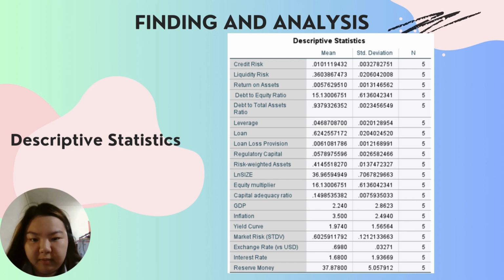The mean value of market risk is 0.6025 with a standard deviation of 0.1212. Exchange rate has a mean of 0.698 and a standard deviation of 0.0327. For the interest rate, the mean is 1.68 with a standard deviation of 1.9366. The last external factor, reserve money, has a mean of 37.878 and a standard deviation of 5.0579.